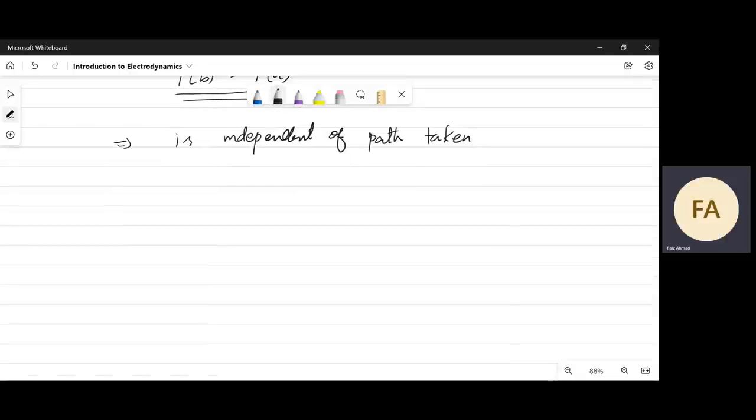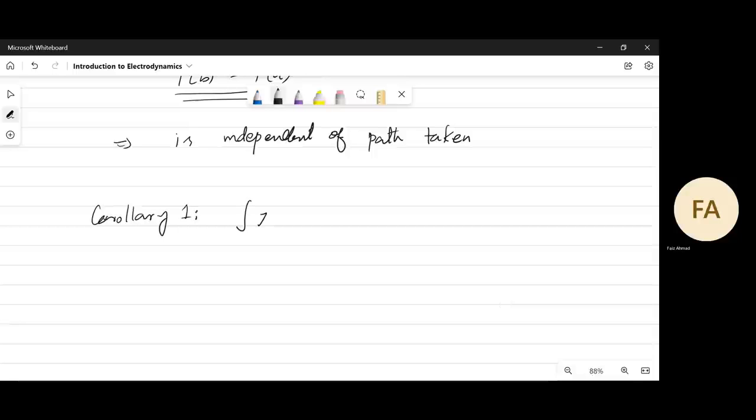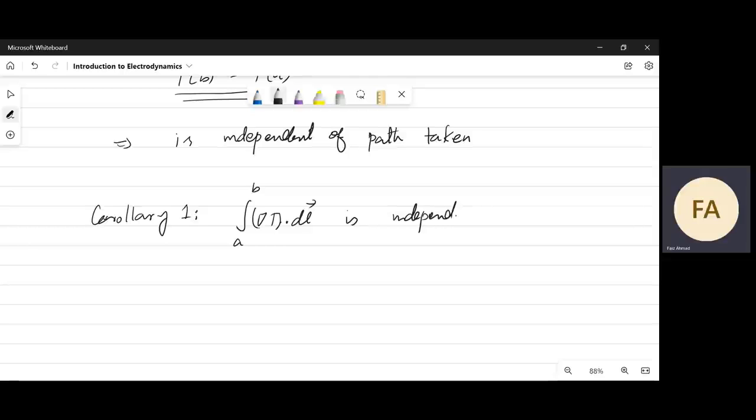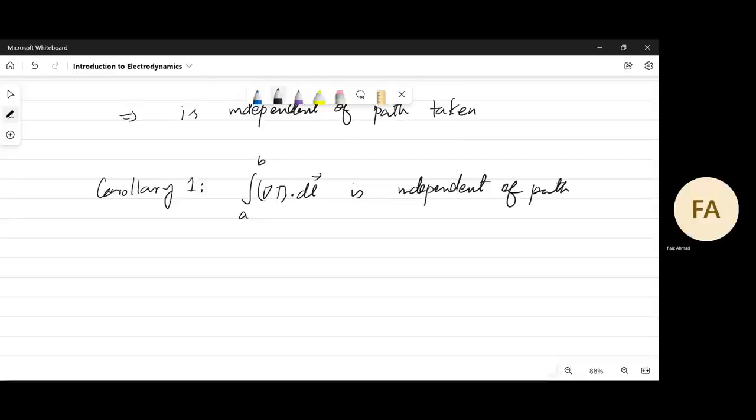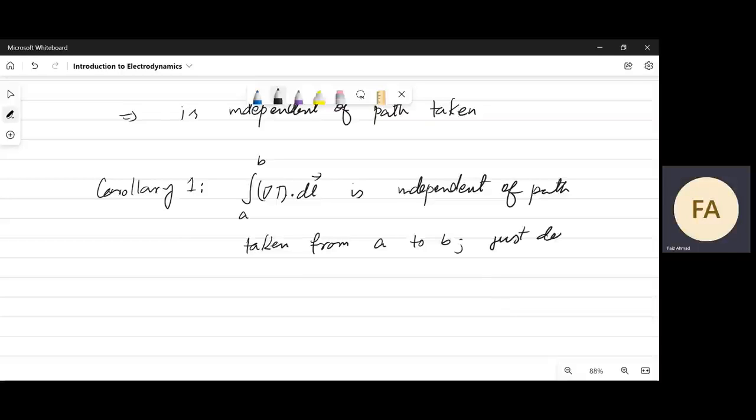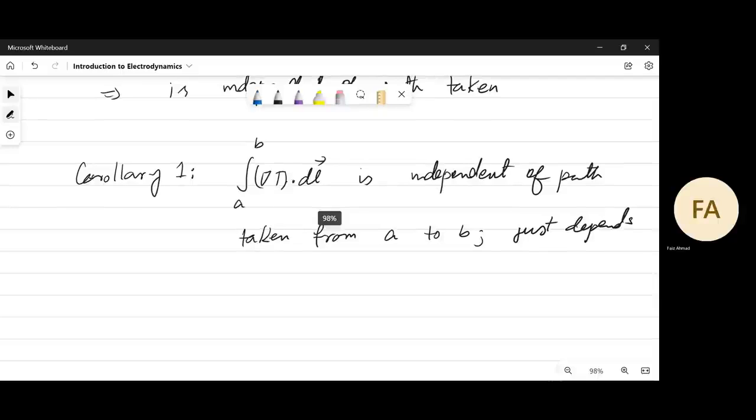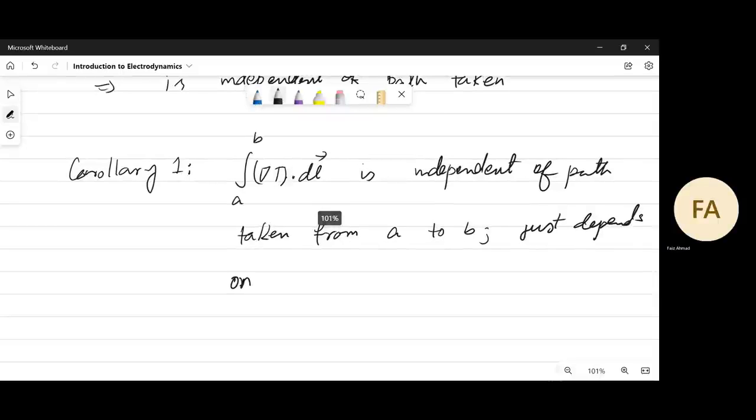So we can add two corollaries. The corollaries are: one, the integral of del t dot dl from A to B is independent of the path taken from A to B. It just depends on the endpoints.